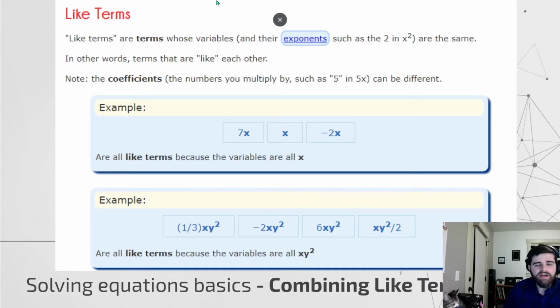Like terms also have to have the same exponent. So if I had an x and an x squared, those are not like terms. So we can't put an x with an x squared. And that'll come up a lot later on in this course.